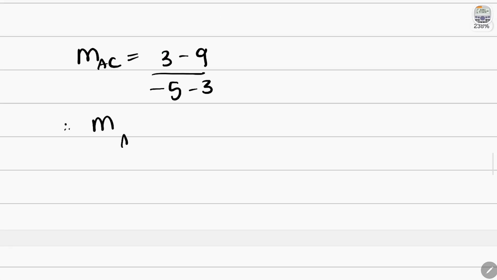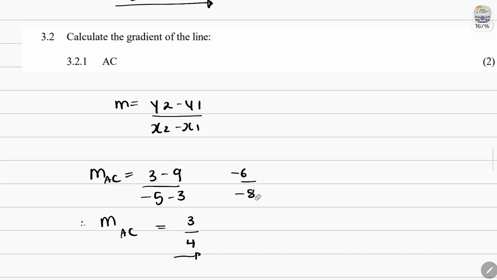So finally, the gradient of AC: this gives us -6 over -8. They both have a common factor of -2. Dividing by -2, -6 becomes +3 and -8 becomes +4. And that is our answer, 3 over 4.